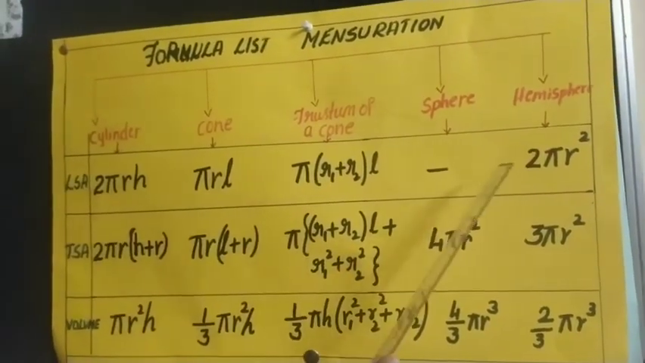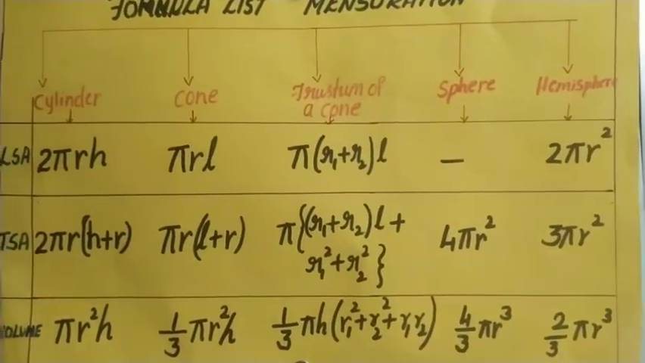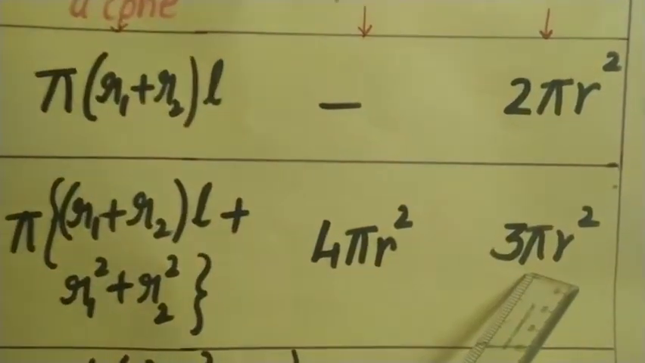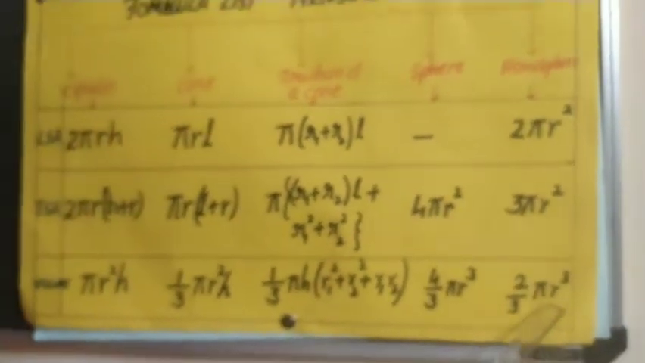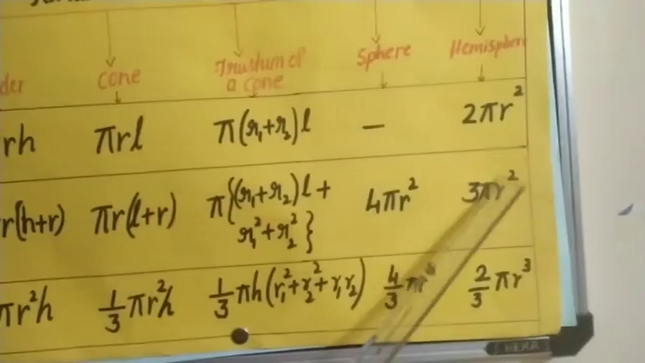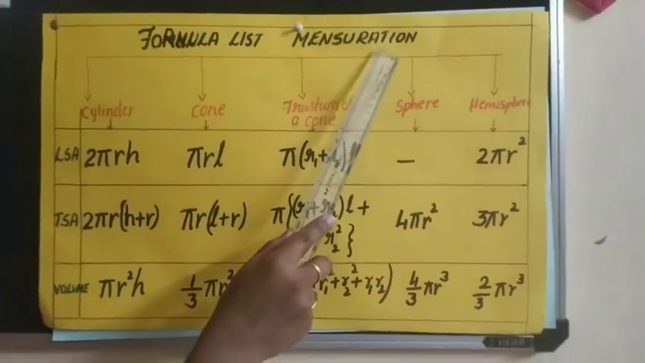And next is a hemisphere, that is half of the sphere. Its LSA is 2 pi R square, TSA of a hemisphere is 3 pi R square, and volume of hemisphere is 2 by 3 pi R cube. So these are the very important formula list from the chapter mensuration.